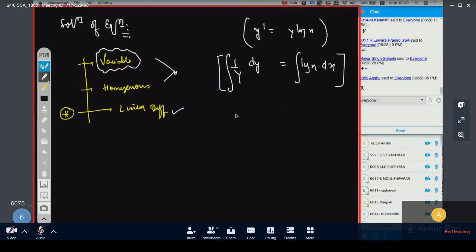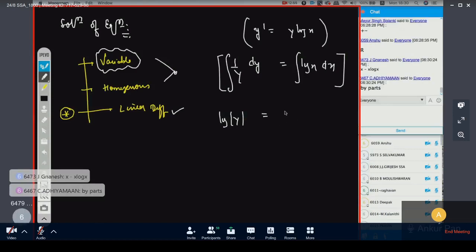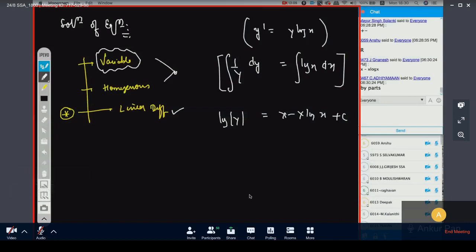When you integrate, you get log mod y, yes or no, is equal to the integration of log x. Please, integration of log x, quickly. Formula. Plus c. Got it? That is it with the answer.